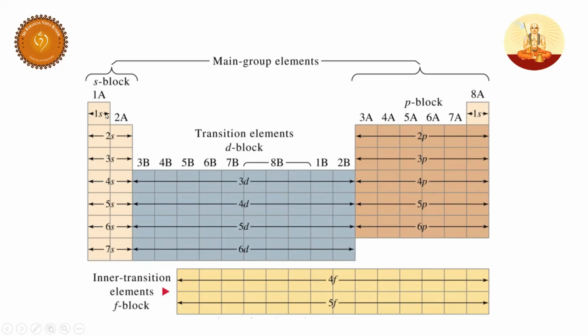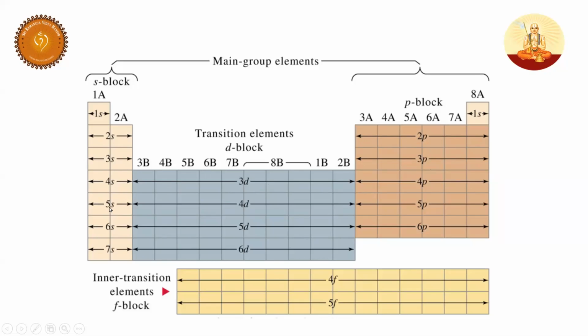Let us have a close look at the electronic configuration of these elements. 1s, hydrogen and helium, so 1s2 will be filled. Similarly 2s, you have lithium and beryllium. 2p, you have carbon to neon. 3s, you have sodium and magnesium. 3p, you have aluminum to argon. 4s, you have potassium and calcium. And 3d, you have scandium to zinc. And 4p, you have gallium to krypton.